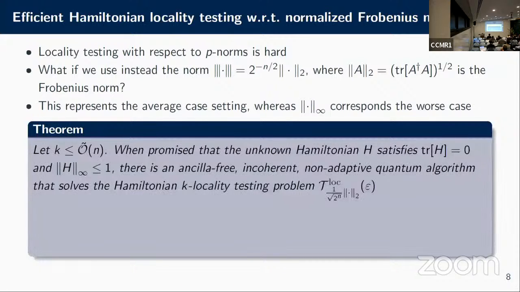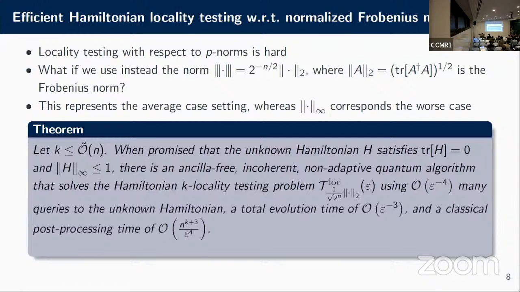Again, if you take k at most linear, and you again promise that the unknown Hamiltonian is trace-free and has norm at most 1, then there is an ancilla-free, incoherent, non-adaptive quantum algorithm. So as easy as possible, you don't have to do anything fancy. It solves the Hamiltonian k-locality testing problem, and it only needs epsilon to the -4 many queries to the unknown Hamiltonian. There's no n, no size dependence here. And it also needs a total evolution time of only epsilon to the -3, which is likewise size independent.